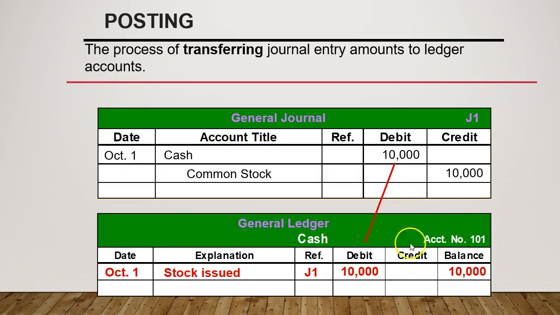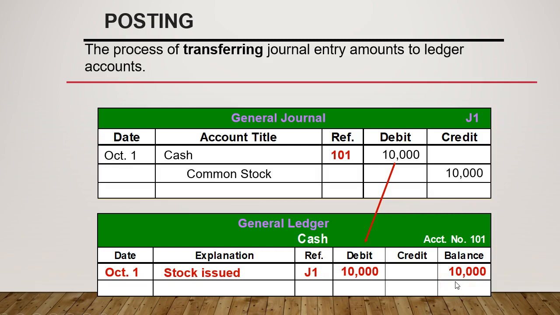Notice that we only post this transaction to the cash ledger account. We did not post the common stock transaction. Why is that? Because common stock has its own separate ledger account. Every account title has its own separate ledger. You only use the cash ledger account to post your cash transaction.